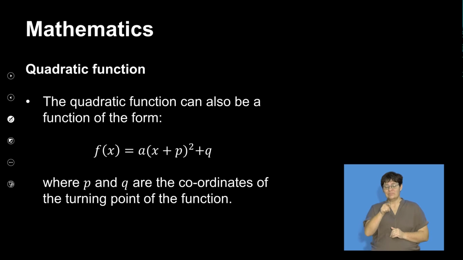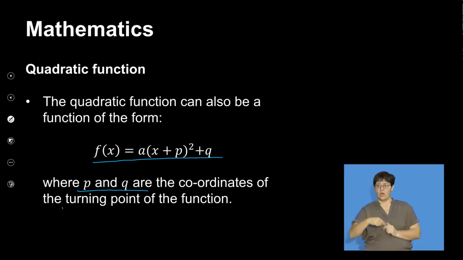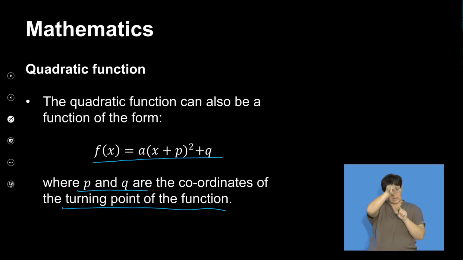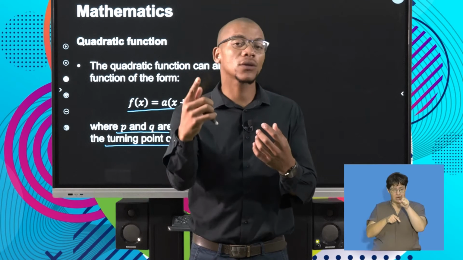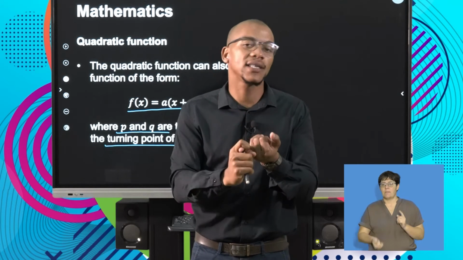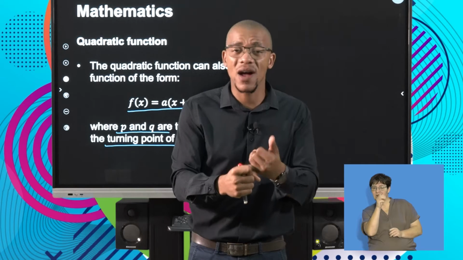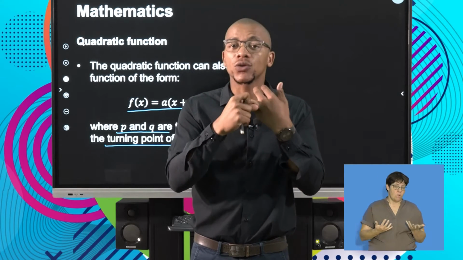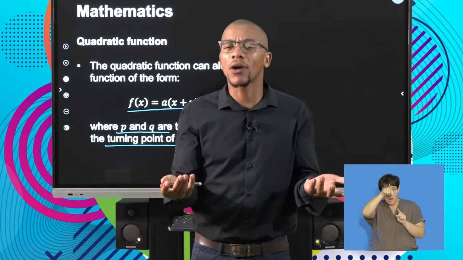Also, the quadratic function can also be in the form f of x is equal to a open bracket x plus p close bracket all squared plus q, right? Where the p and the q are the coordinates of the turning point. So in simple terms, if you know what your turning point is, your very first thought will be to look at this particular equation in order to maybe find the equation of that particular graph, or to then actually tell what the turning point of the graph is.